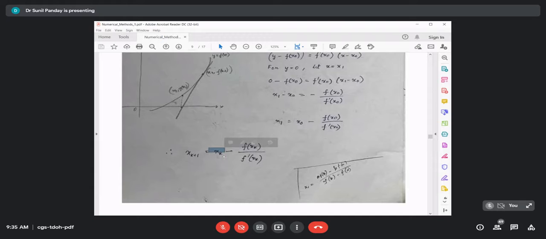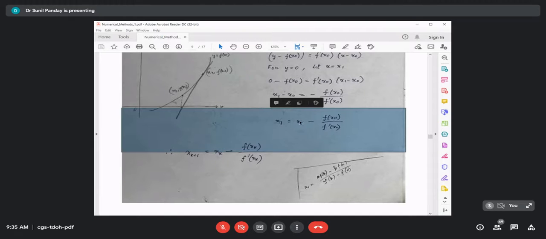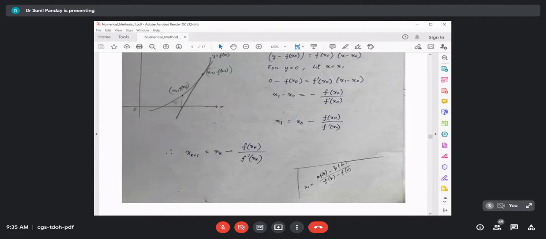On the basis of this x naught, you are trying to get your x1. So this is like a correction, minus f of x naught upon f dash of x naught. This is the correction you want to make in x naught, whether it is positive or negative, so that you get a better approximation x1 from x naught.